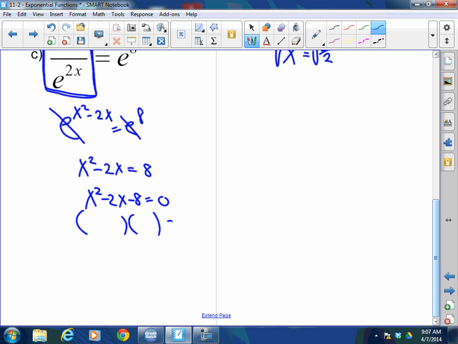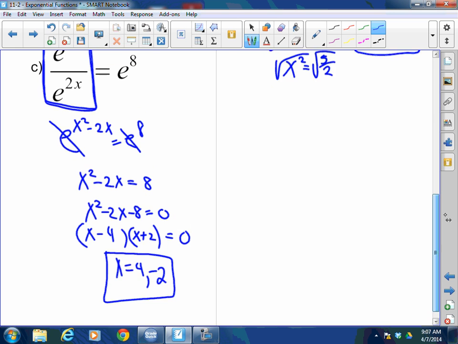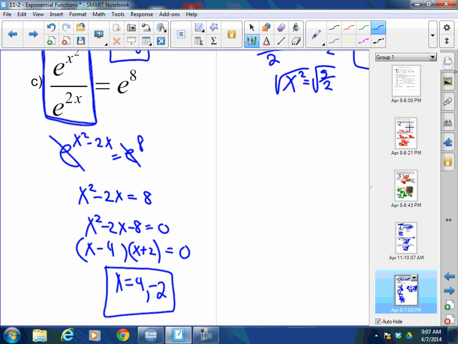So now I factor. Again, these are skills we know. Negative 4, positive 2. So x will equal 4 and negative 2. Bingo. We got it. Does that make sense? You promise?